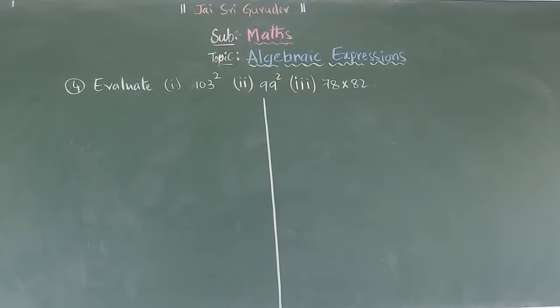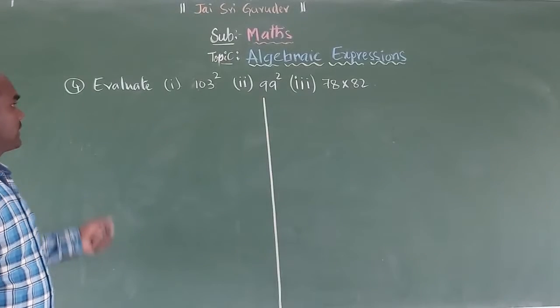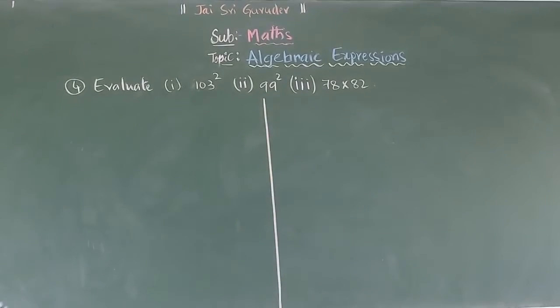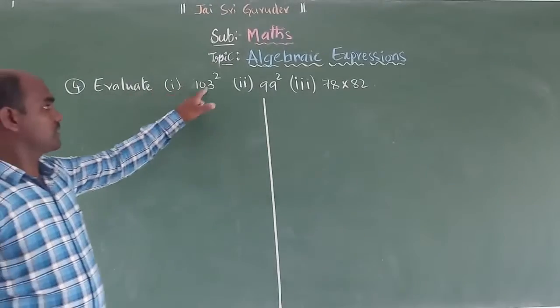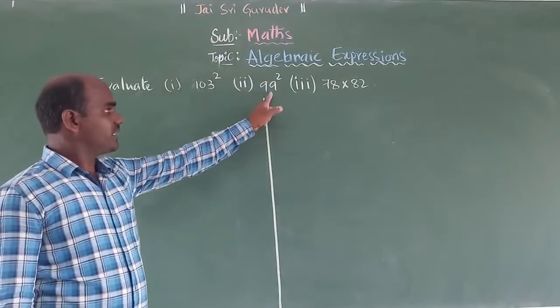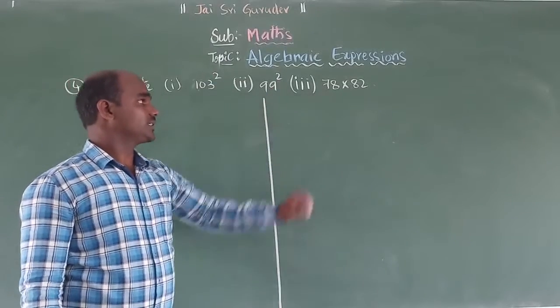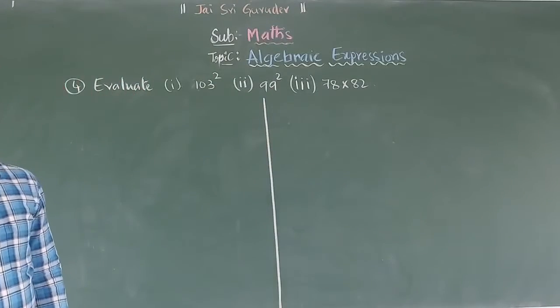And we are going to solve the fourth problem now. Children, we are going to solve the fourth problem now. What I have is: evaluate 103 whole square, next the second one is 99 square, and the third one is 78 into 82.